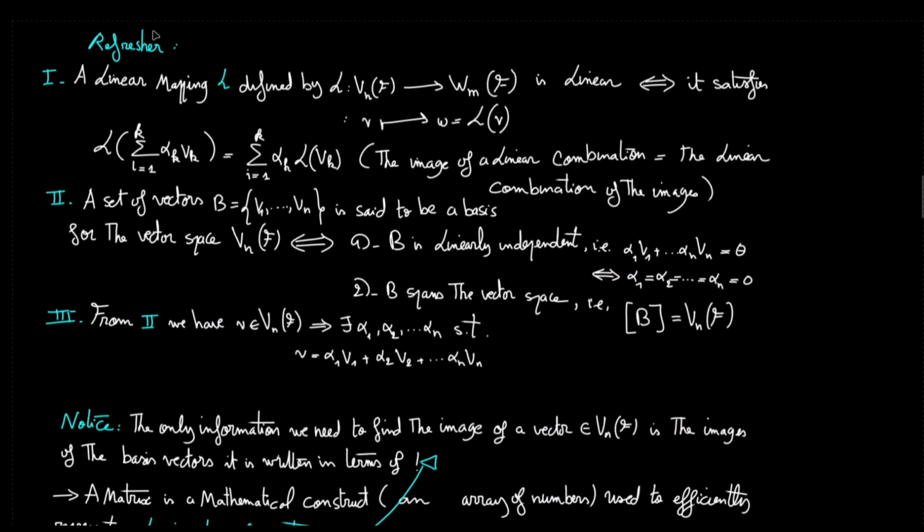So let's begin with a quick refresher. First, a mapping or a transformation is said to be linear if and only if it satisfies the linearity property. This property can be split into two smaller ones, that is homogeneity and additivity, but this one does the job. It basically says the image of the linear combination of a certain bunch of vectors is equal to the linear combination of the images.